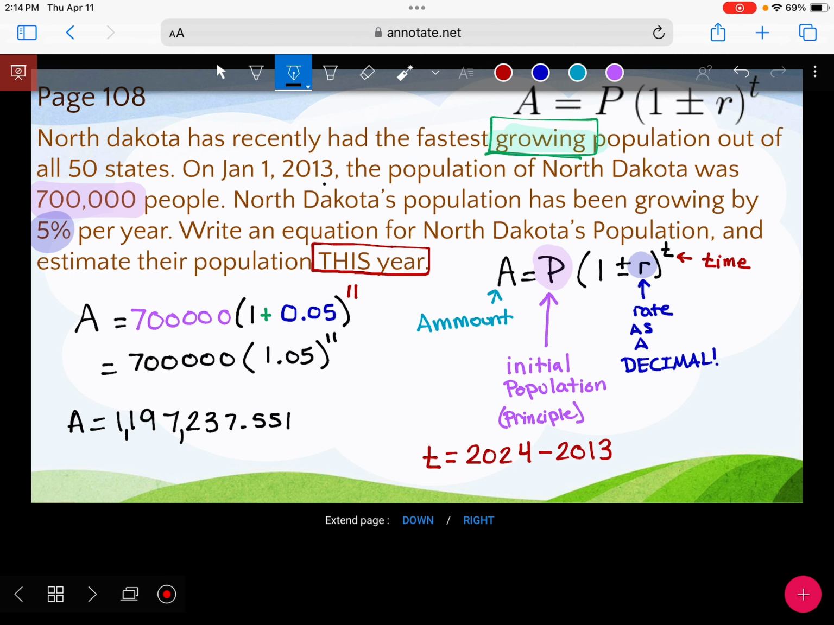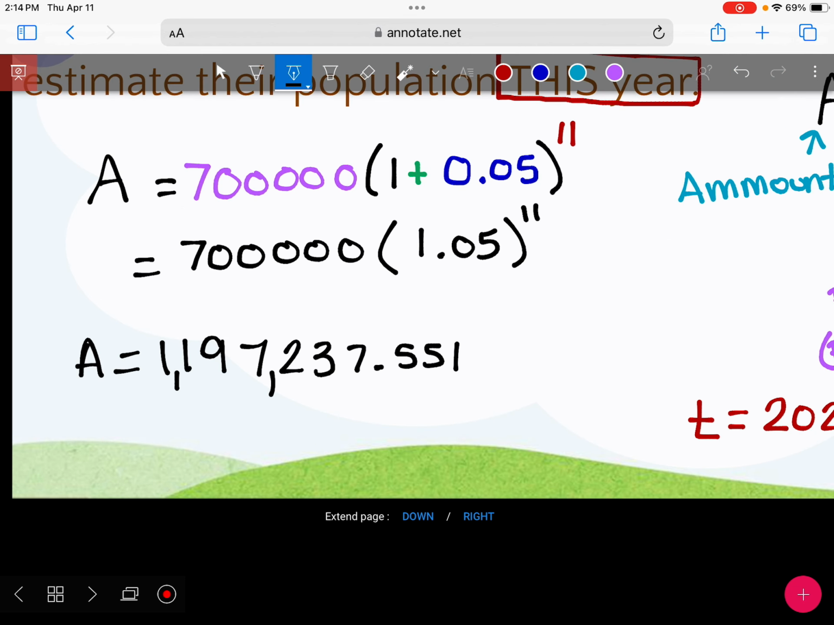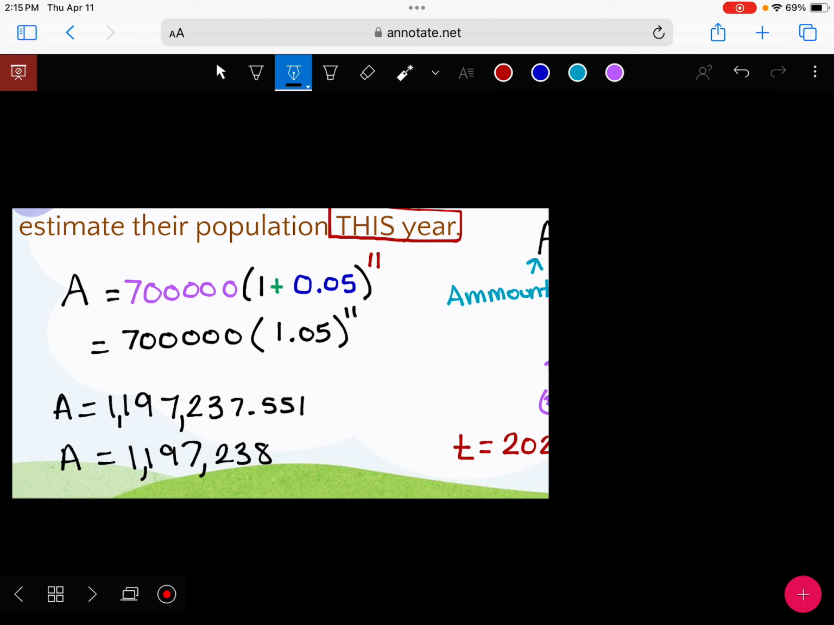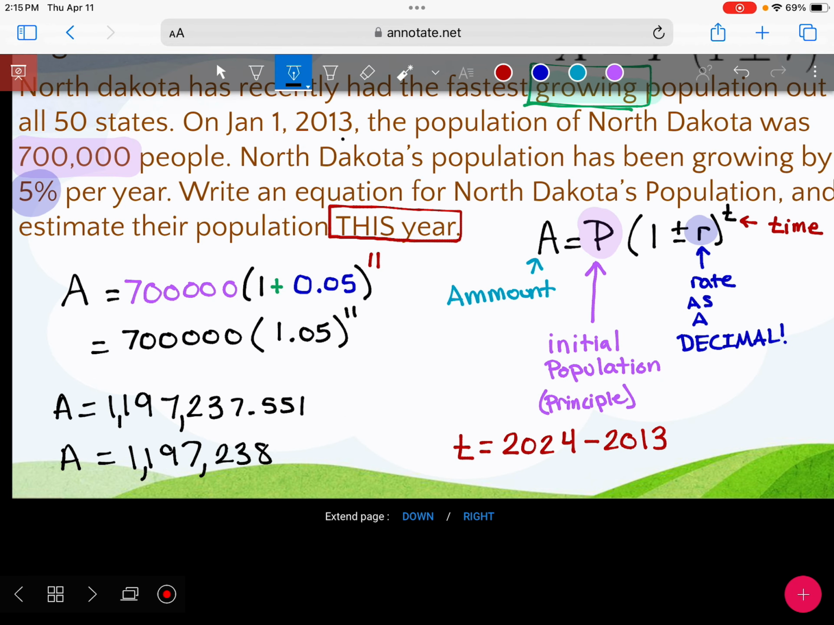So what are we going to do? Round that which way? Are we going to round up or are we going to round down? If it's 0.5, round up. So we have 1,238-ish people, because we're making estimates anyway. But do not tell me you have a half of a person in your state.